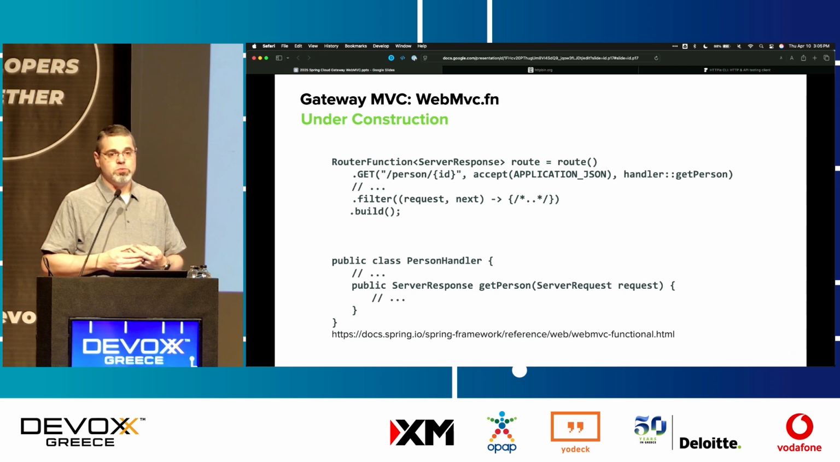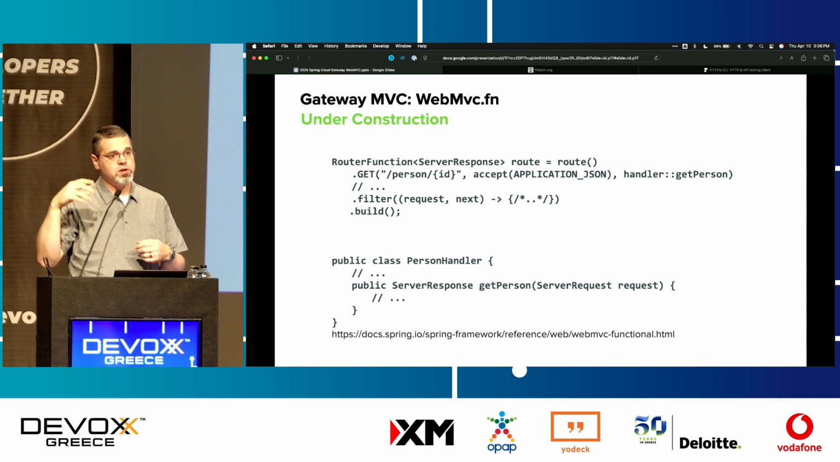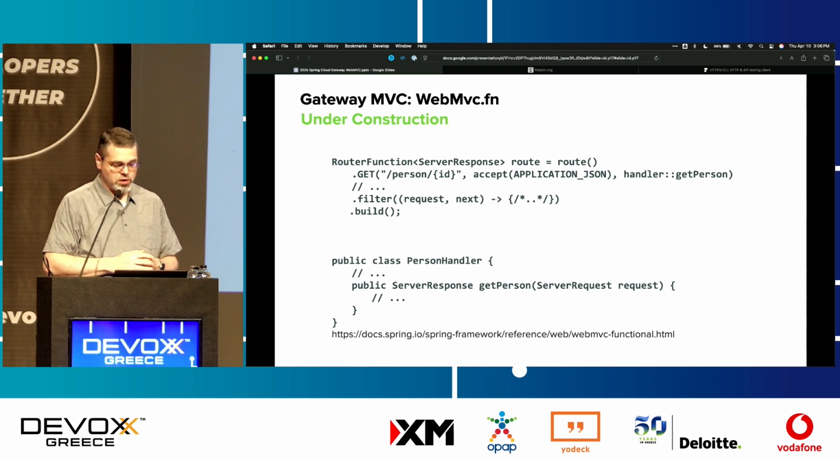So what I decided was that... who's familiar with the functional version of WebMVC or WebFlux? Do we have any of those? We have a few of them. Great. So rather than the controller-based method of doing a web API, there's a functional way of doing it. And in this case, we have a simple router function.